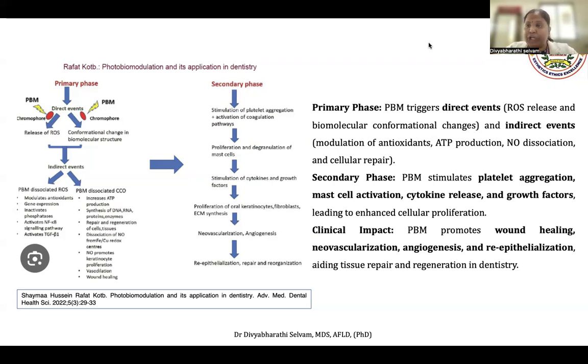Indirect events include modulation of antioxidants, ATP production, nitric oxide dissociation and cellular repair. The secondary phase includes platelet aggregation, mast cell activation, cytokine release, and growth factors, which suggests that it has an anti-inflammatory effect also. Clinically, it is going to impact wound healing, neovascularization, angiogenesis, and reepithelialization.